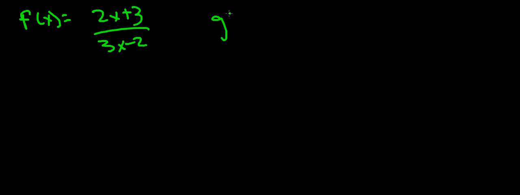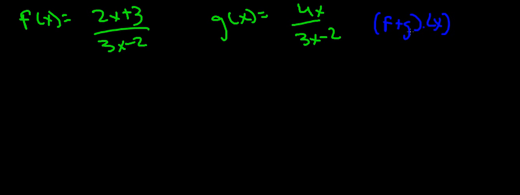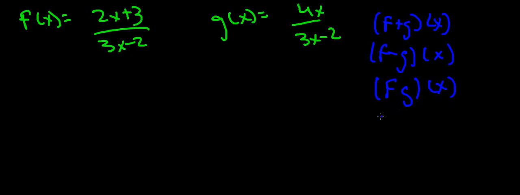Let's say I have functions f of x is equal to (2x plus 3) over (3x minus 2), and I have g of x, which is equal to 4x over (3x minus 2). And I want to know f plus g of x, f minus g of x, f times g of x, and I also want to know f divided by g of x.